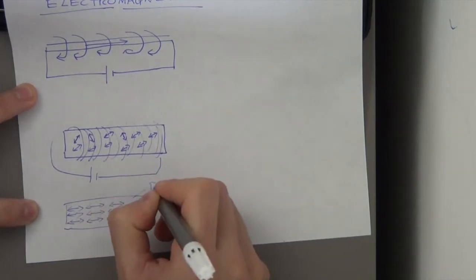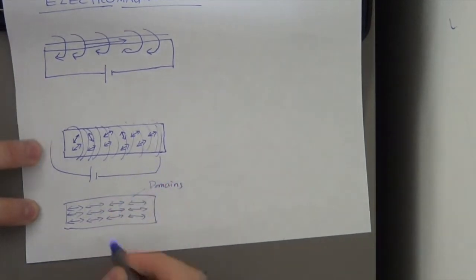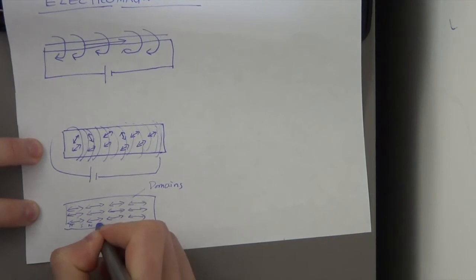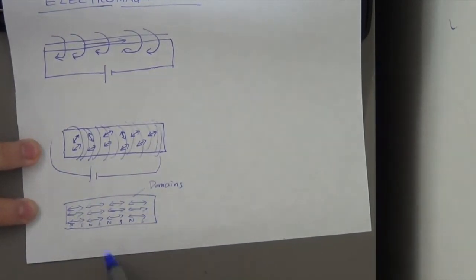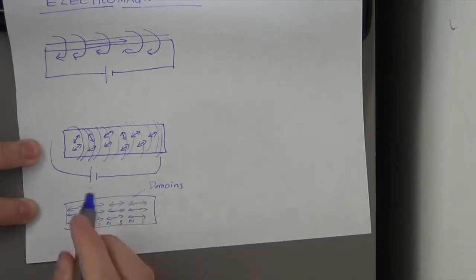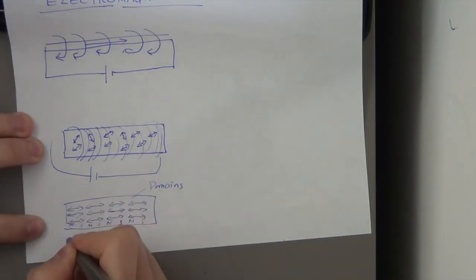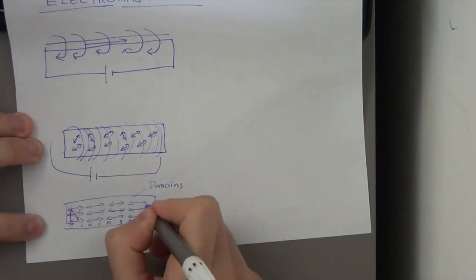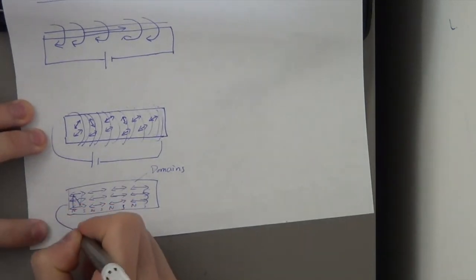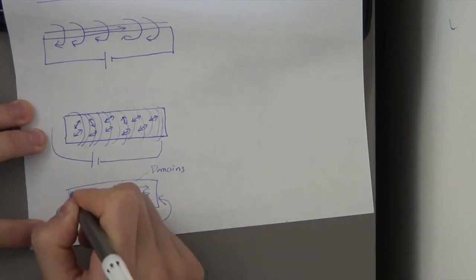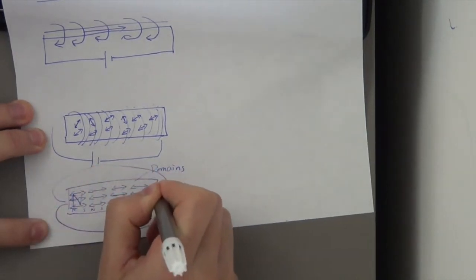So these are called domains. Now, there's many north-south poles like this. Basically the overall effect of this is that this magnet becomes, you get a huge N on this side and a huge N on that side. And then the magnetic field lines go like that, north to south.